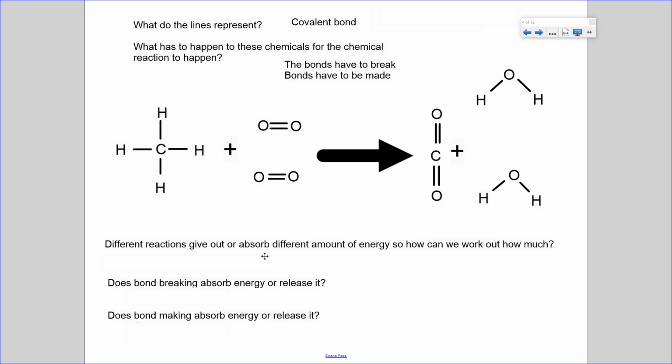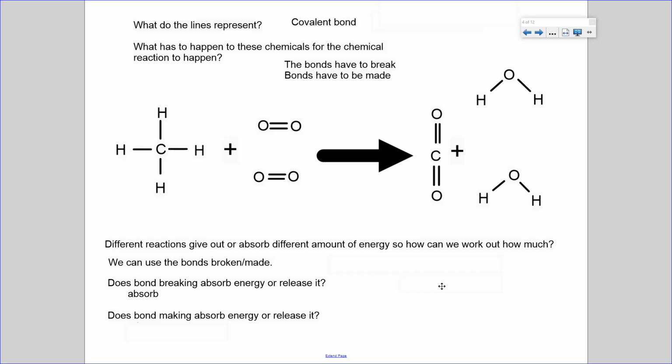Okay, so different reactions give out or absorb different amounts of energy. How can we work out how much? Well, we can use the amount of energy necessary to break the bonds and the amount of energy released when the bonds are then made. Okay, so does bond breaking absorb energy or release it? Bond breaking absorbs it. We're having to put energy in to pull them apart from each other.